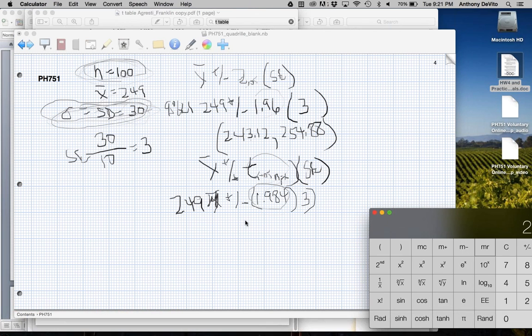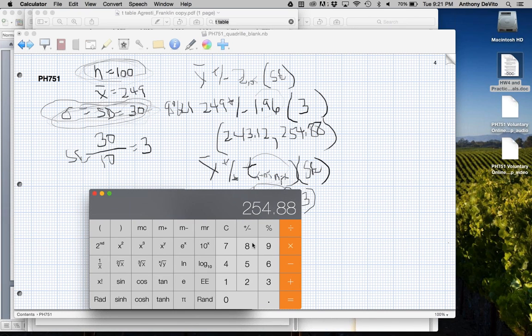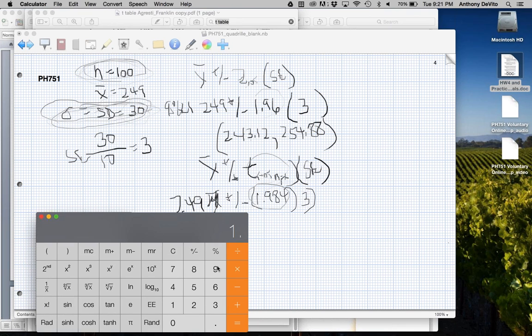Okay, so I'm going to go here to my calculator and clear memory again. So it's going to be 1.984 times 3, our standard error. That's going to be my margin of error. I'll put that into my margin of error. Okay, I'll clear. And 249 minus our new margin of error equals 243.05.